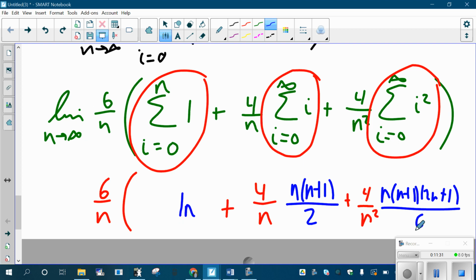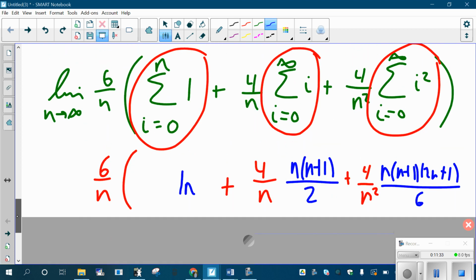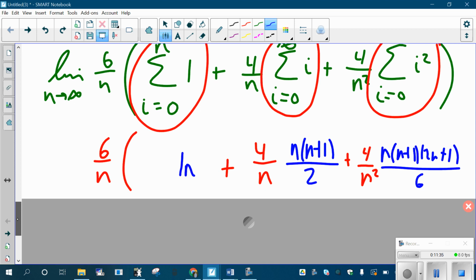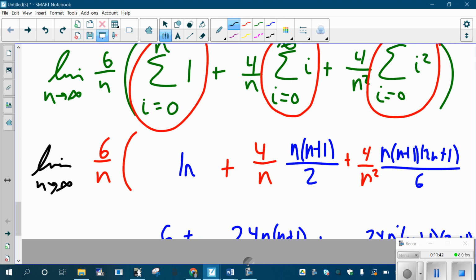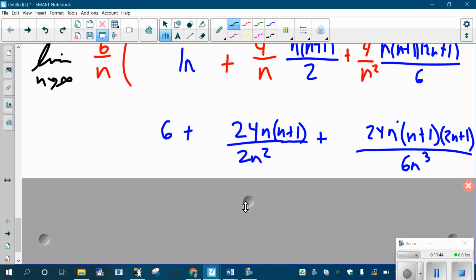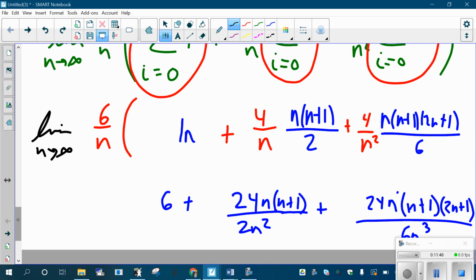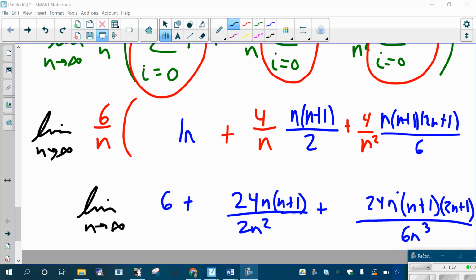Once I've replaced those with the formulas, I no longer have any i's, I only have n's. Don't forget, this is all still a limit as n goes to infinity. And now I'm just in algebra world. I'm going to distribute the 6 over n into all the terms. I'm going to get still a limit as n goes to infinity. As the number of rectangles goes towards infinity, I get these 3 different terms here.